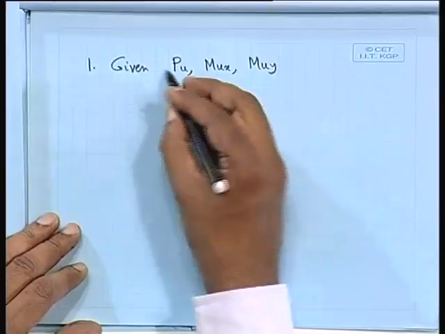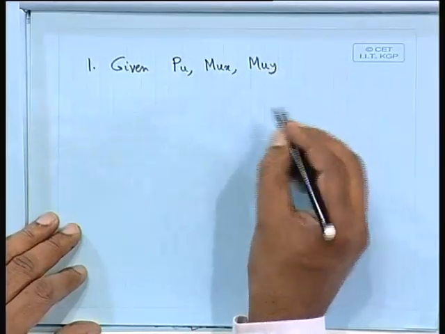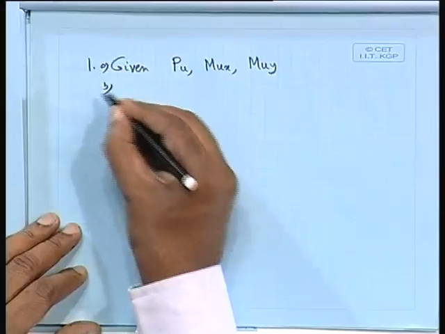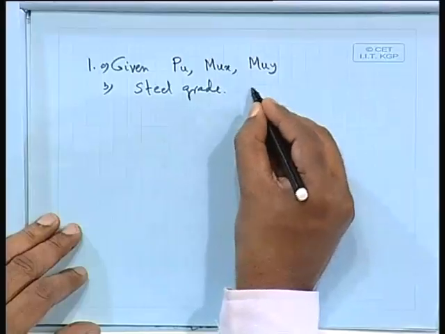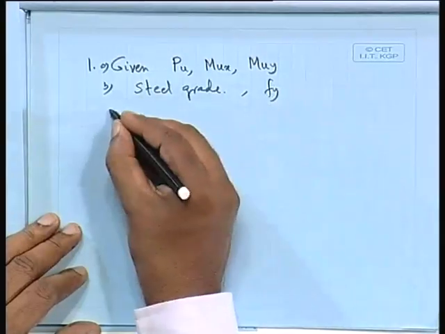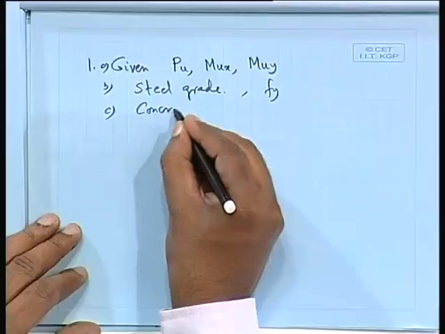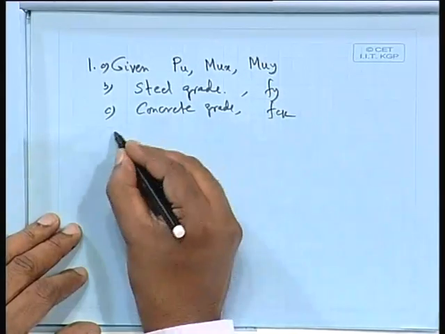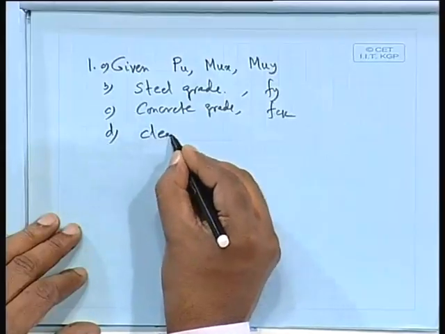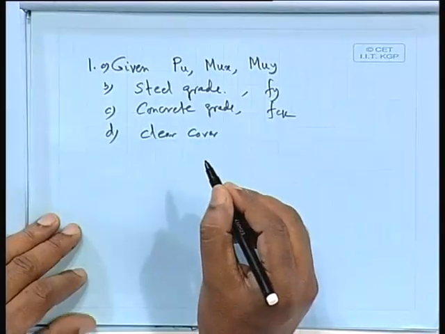So, we agree on the final form, but when you do the actual analysis for a particular structure, there you have to take care of self weight and a lot of other things, load calculation. Anyway, so let us take Pu, Mux, Muy, that is given, steel grade specified by Fy, concrete grade specified by fck, clear cover that is also specified.